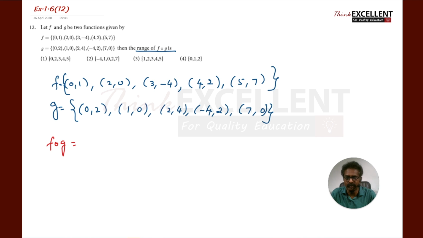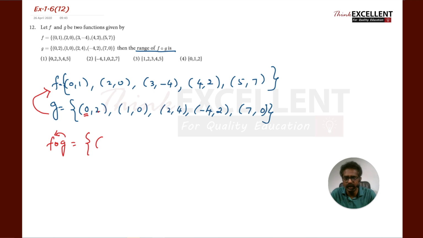Listen very carefully. F composition G means you have to start with G, then go to F. So you take the first element in G. What's the first element in G? 0. The input is 0. What's the output? 2. Then this 2, the image, must be the input for F. This 2 you have to look here in F.